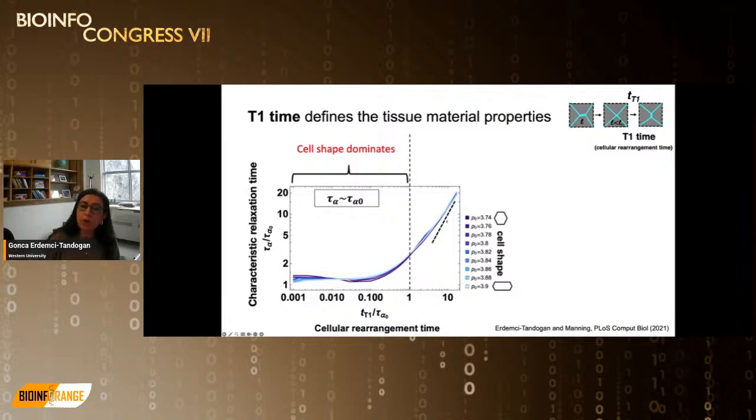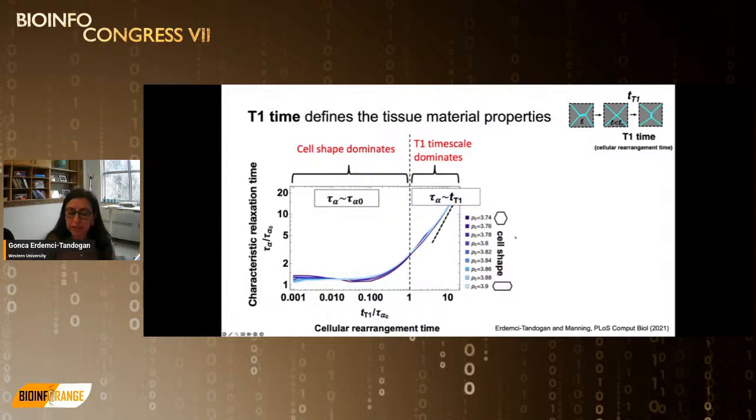And this is actually a slope of 1. So if this is a slope of 1, this axis will be equal to this axis. So in this region, the characteristic relaxation time will be equal to the T1 time. So in this region, when we have a longer time delay, when these cells take longer to rearrange, the relaxation time of the tissue is approximately equal to this delay time that we introduce in these simulations, suggesting that independent of the cell shape, rearrangement time dominates, and rearrangement time defines the tissue material properties.